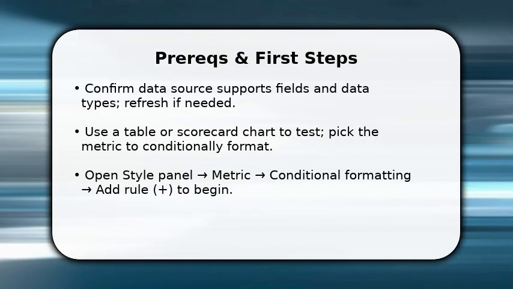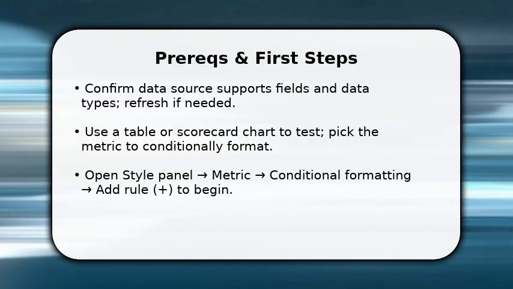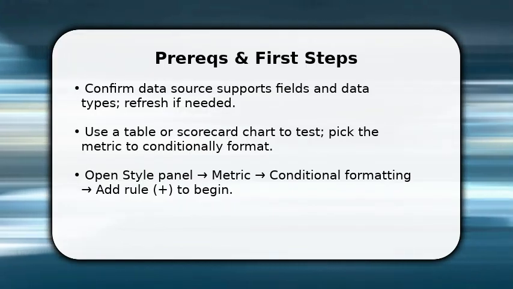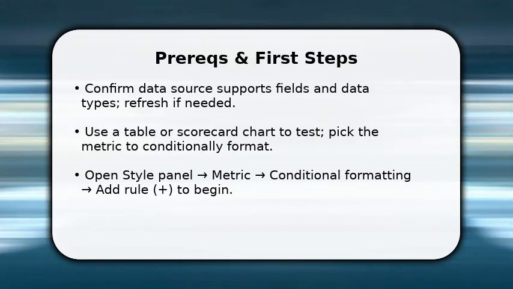Then open the Style panel, find the Metric Formatting section, and click Conditional Formatting. Add a rule with the plus button to create your first condition. This begins the active process of mapping values to colors or icons.